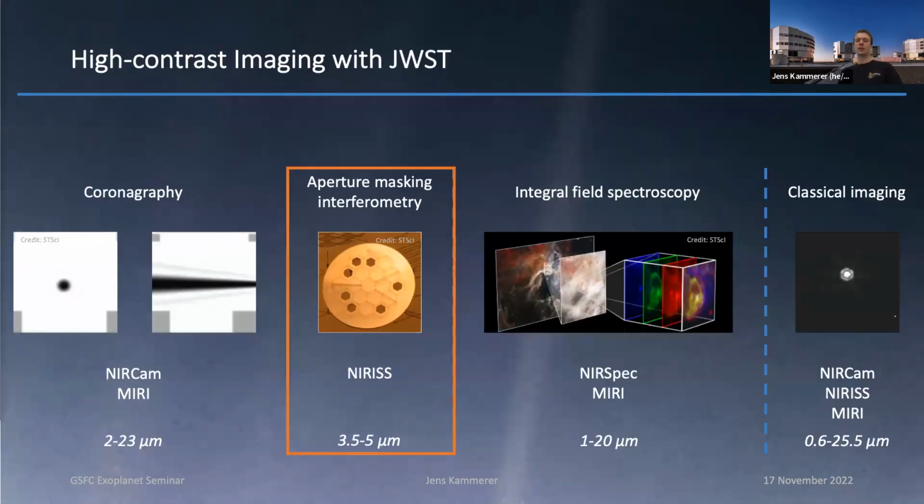All right, so the next mode that you have on Webb, which is actually dedicated to high contrast imaging observations, is aperture masking interferometry on NIRISS. Although this is limited to a rather narrow wavelength domain between about 3.5 and 5 microns, it's still an interesting domain which is hardly accessible from the ground and which can tell you a lot about molecules like methane or CO, which are very abundant in these gas giant exoplanet atmospheres.